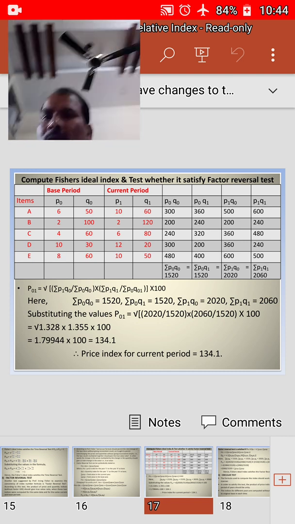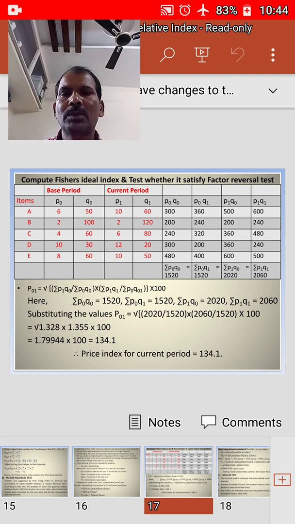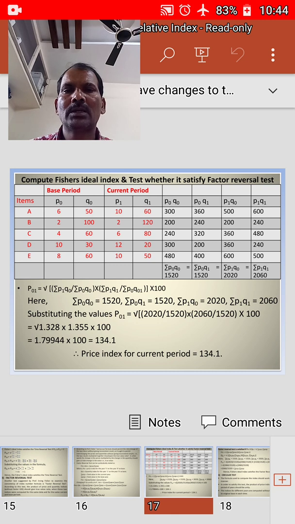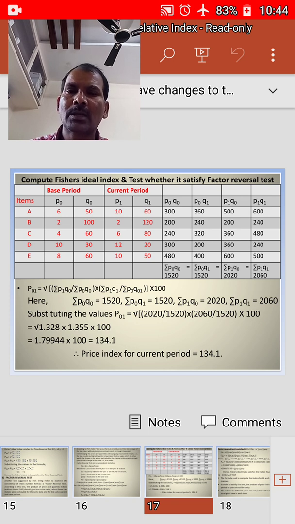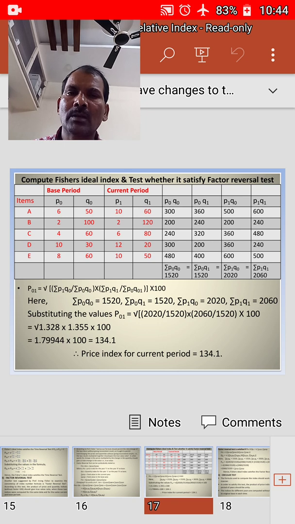We will consider one problem for this. Compute Fisher's ideal index and test whether it satisfies the factor reversal test or not. Items are given, base period and current period are given. Items are A, B, C, D, E. In the base period, prices are taken as P0 and quantities are Q0. Prices are 6, 2, 4, 10, 8. Quantities are 50, 100, 60, 30, 60. Current period prices are taken as P1 and quantities are Q1. Prices 10, 2, 6, 12, 10. Quantities are 60, 120, 80, 20, 50.